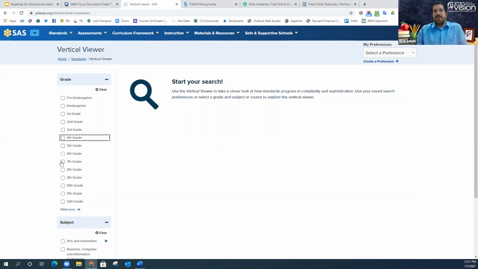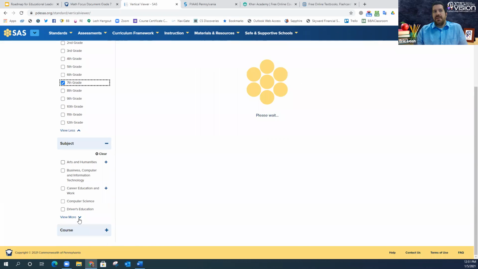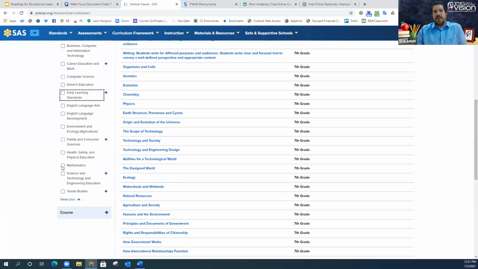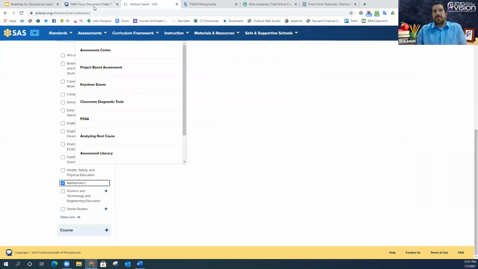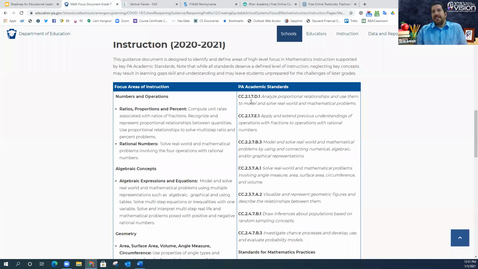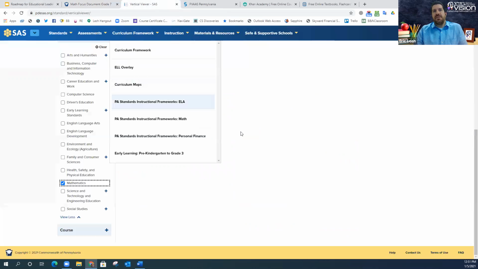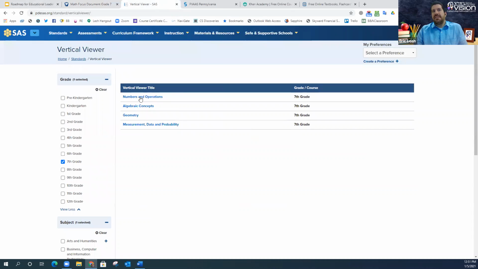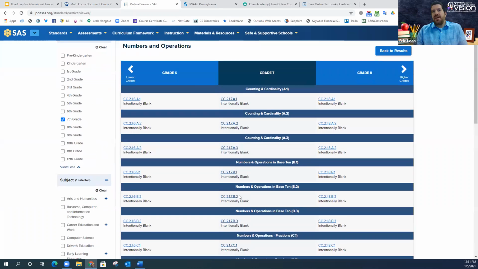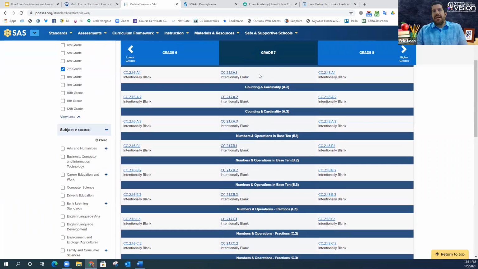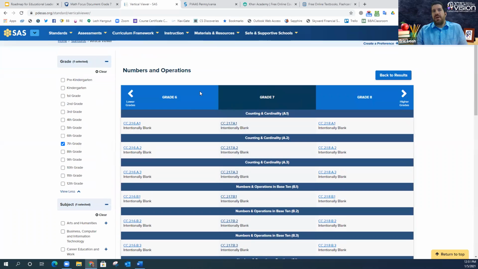Now, again, I am focusing on a 7th grade math standard. And again, this is standard 217. That one tells me that it is the very first category, the numbers and operations category. And as I look at my vertical viewer, what I will see here is that grade 7 is in the center of my vertical viewer.